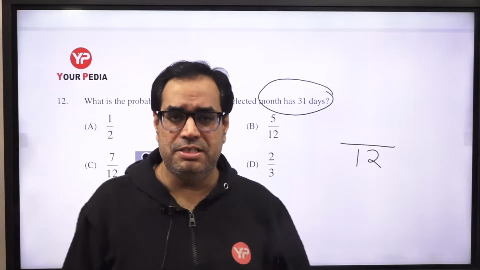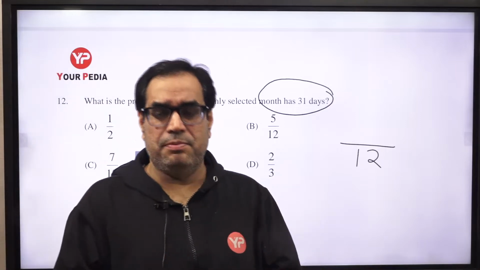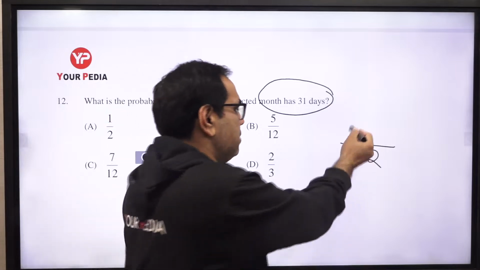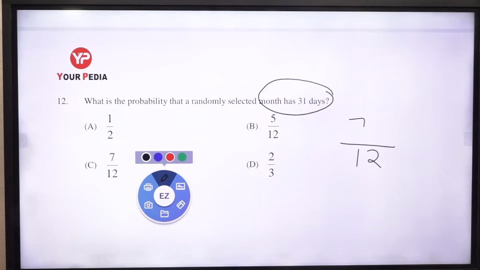सो फेवरेबल नंबर ऑफ केसेस क्या हुआ? 7. एंड प्रोबेबिलिटी ऑफ इवेंट इज व्हाट? फेवरेबल नंबर ऑफ केसेस अपॉन टोटल नंबर ऑफ केसेस. सो 7/12 विल बी द राइट आंसर. Okay, now come to the next problem.